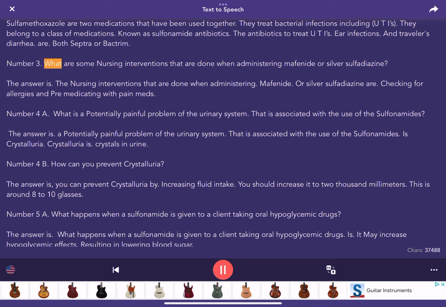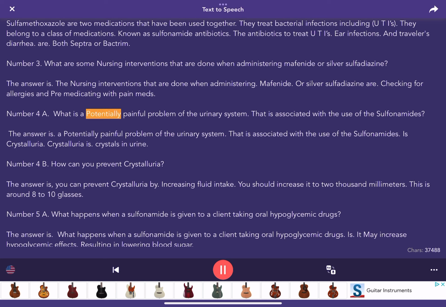Number 3. What are some nursing interventions that are done when administering mafenide or silver sulfadiazine? The answer is, the nursing interventions that are done when administering mafenide or silver sulfadiazine are checking for allergies and pre-medicating with pain meds.